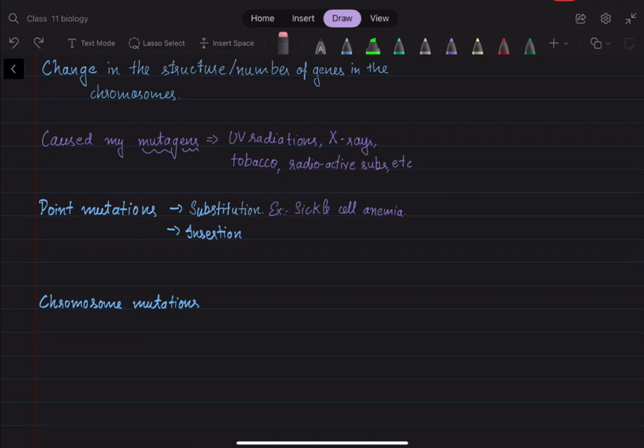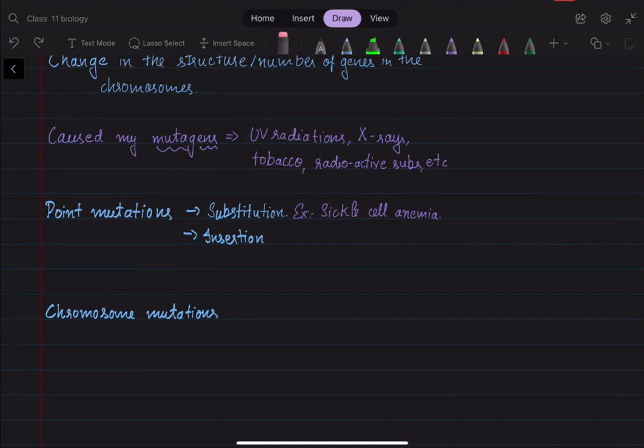Insertion: in insertion, a new base pair is added. In deletion, a base pair is deleted. In these two cases, we call it a frame shift mutation because the entire DNA sequence is changed, so the amino acids that are produced are entirely different. But in the case of substitution, only the place where the DNA sequence is changed, that is, only that particular base pair which is substituted, makes a difference. So only one amino acid will change.